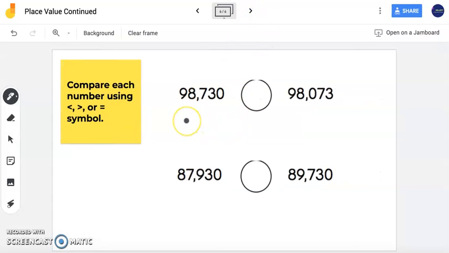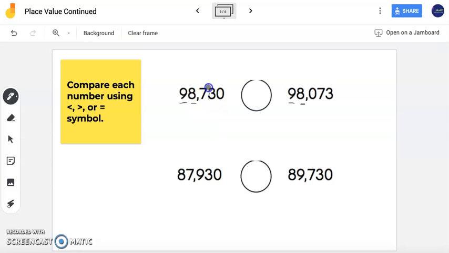Now here again, we're going to do just like we did before, working our way from left to right, digit by digit. Here I notice we have a 9 and a 9, both in my 10,000s place. Now I'm going to look at the thousands. I have an 8 and an 8. Well, right now they look very similar. Now I'm going to go to my hundreds place because they're still the same in the 10,000s and thousands.